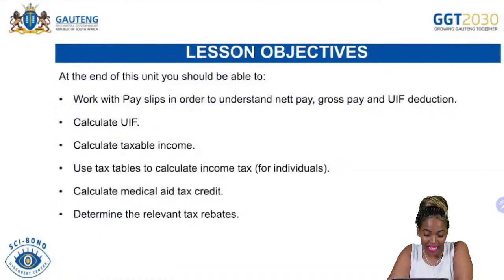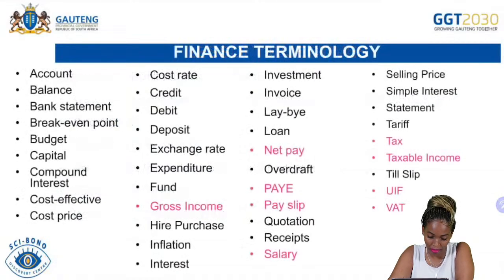By the end of this lesson, you should be able to work with the pay slips in order to understand the net pay, the gross pay, and the UIF deductions. We should be able to calculate UIF, calculate the taxable income, use the tax tables to calculate income tax for individuals, calculate the medical aid credits, and lastly, determine the relevant tax rebates.